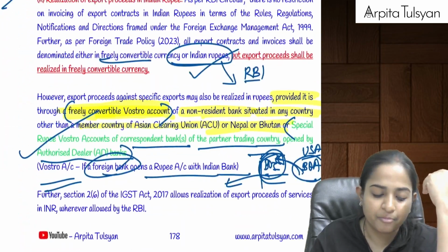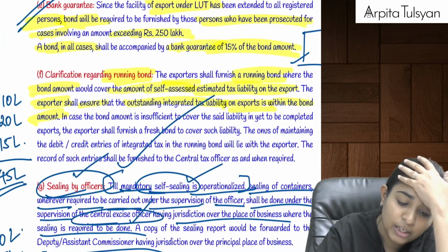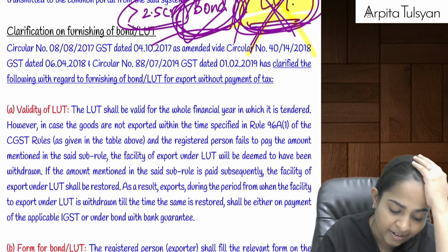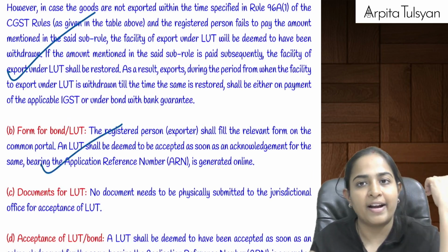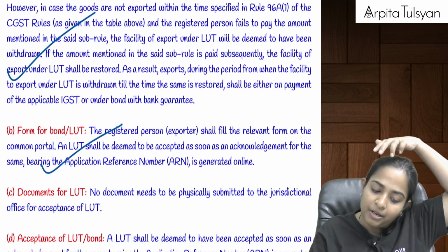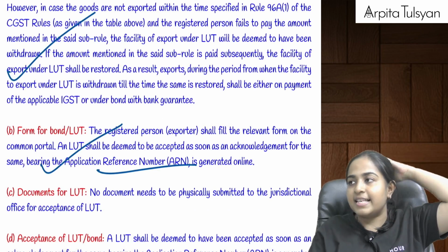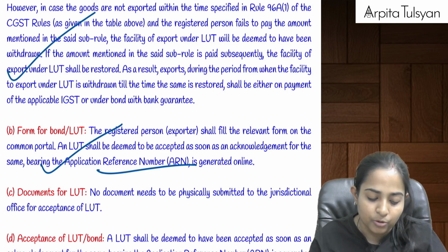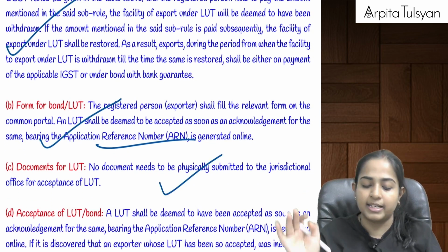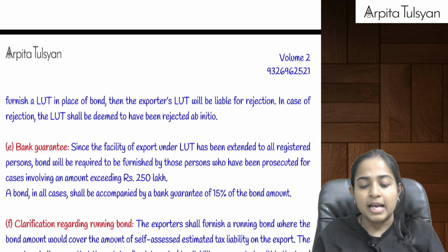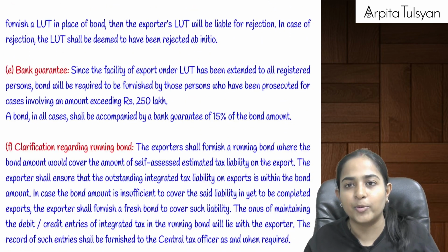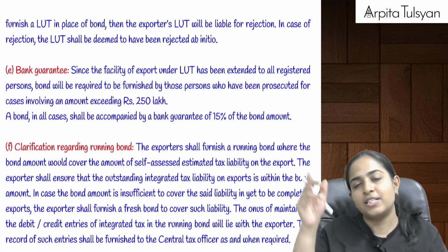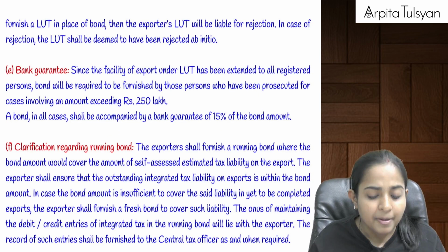One more important point I would like to tell you. The validity of LUT we have already done. How to file the LUT: it will be filed on the GST portal. An acknowledgement number will be generated, which means your LUT is submitted. No need to physically submit any documents. Later, if you have filed the LUT and they come to know that you are not eligible for LUT, you are a prosecution case person, then your LUT will become void ab initio.